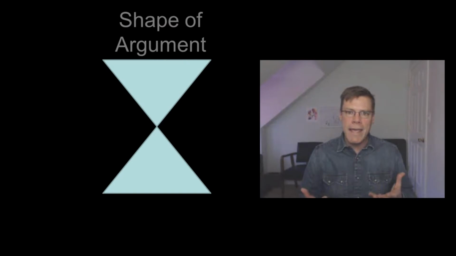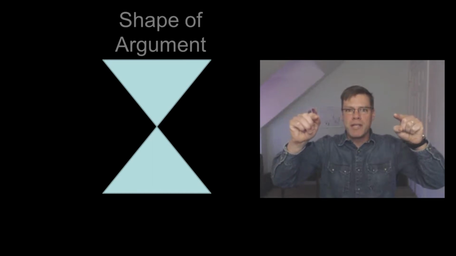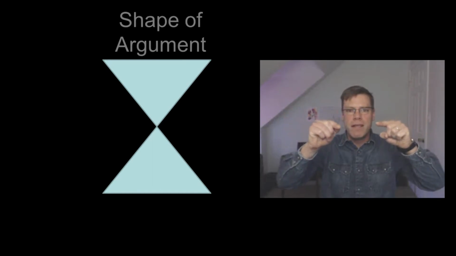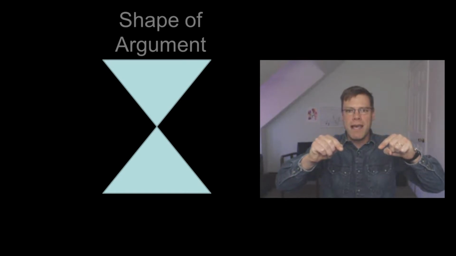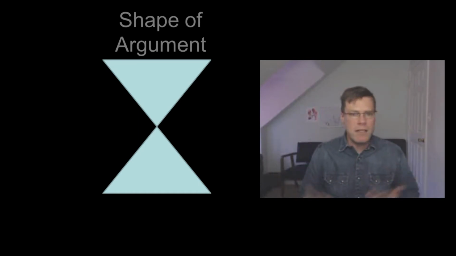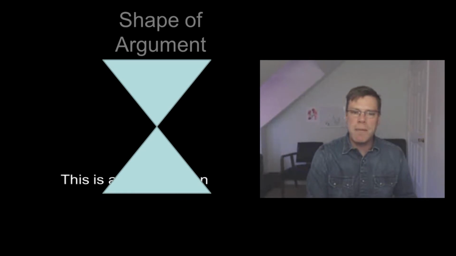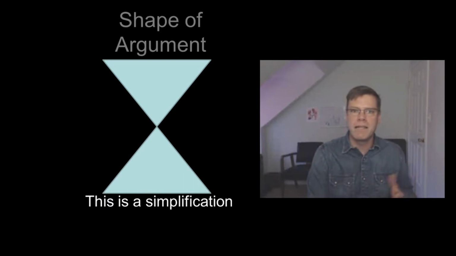Now, in guidebooks and in composition classes, you'll often be told that the shape of an argument should be like an hourglass, where you begin at this level of generalization, you gradually get more and more specific until you get to the middle of the body of the paper, and then you broaden out again and get more and more general by the end of the paper. Now, that's not a bad description of what an argument looks like, except for it's a simplification. So we're going to complicate it a bit.